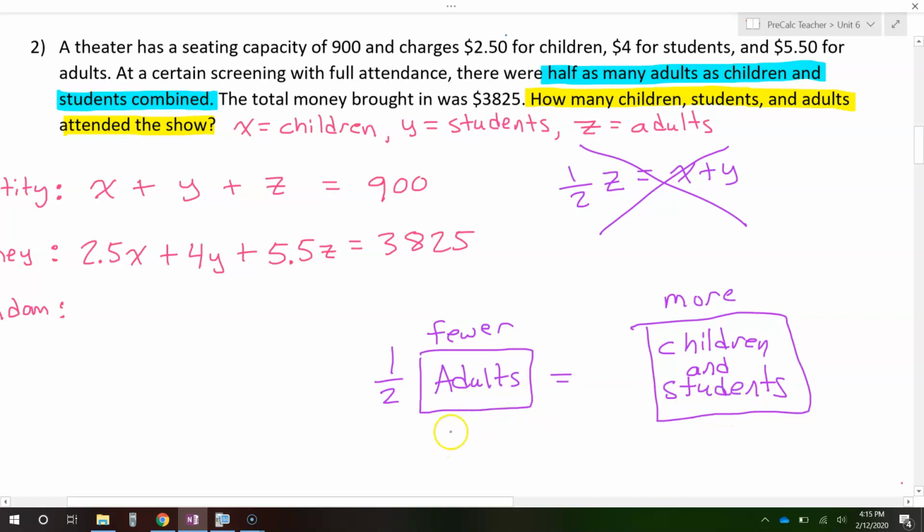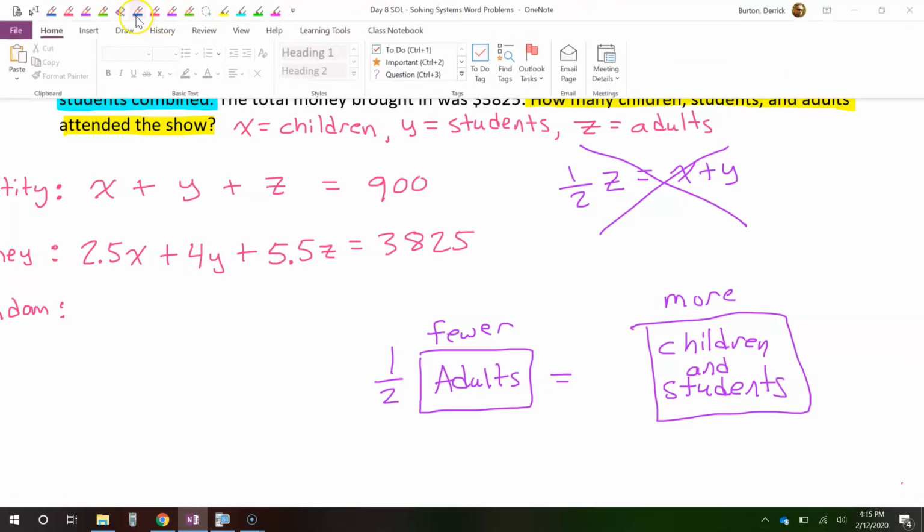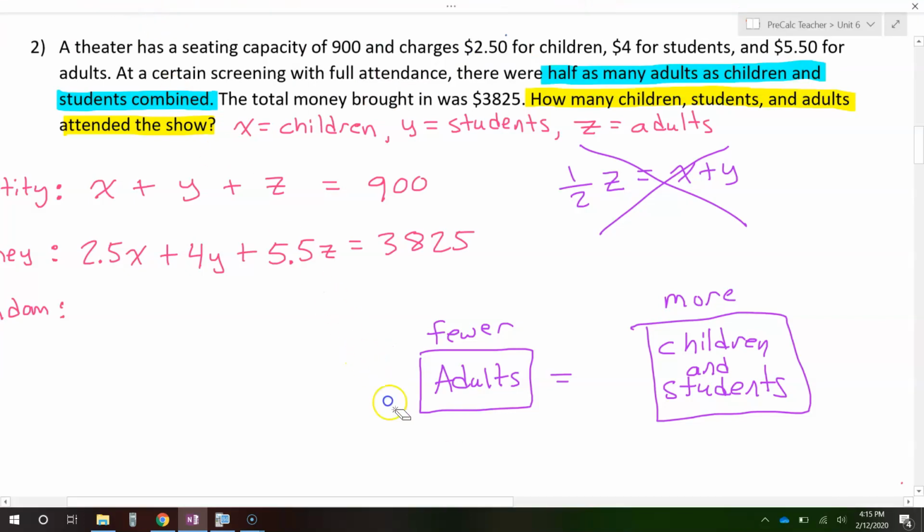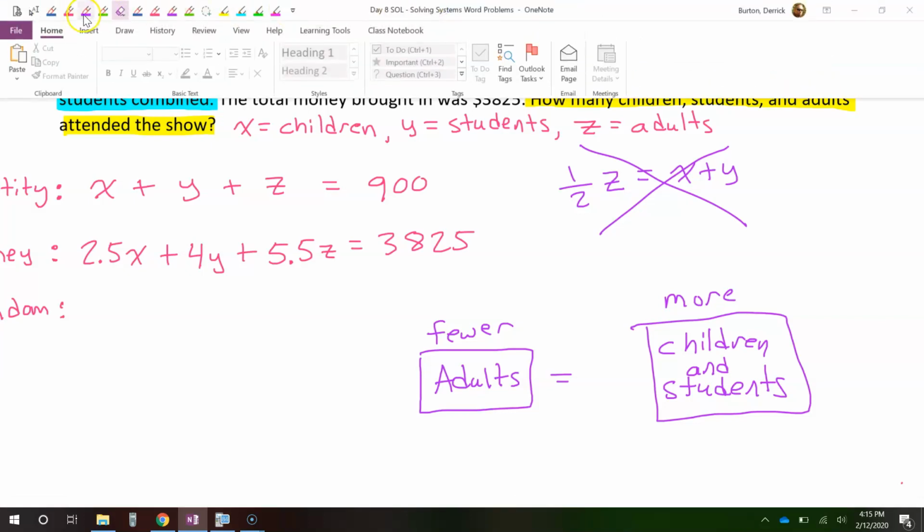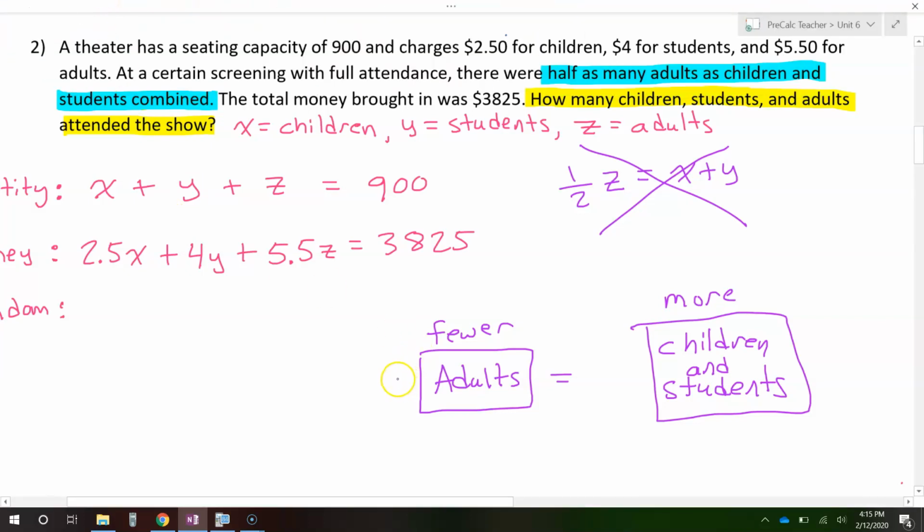No, that makes the problem even worse. I took the side that was fewer and now I've made it even less. Instead, I need to do the opposite. If this is the side that's fewer, if I want the left side to equal the right-hand side, instead of dividing by 2, I need to multiply by 2.